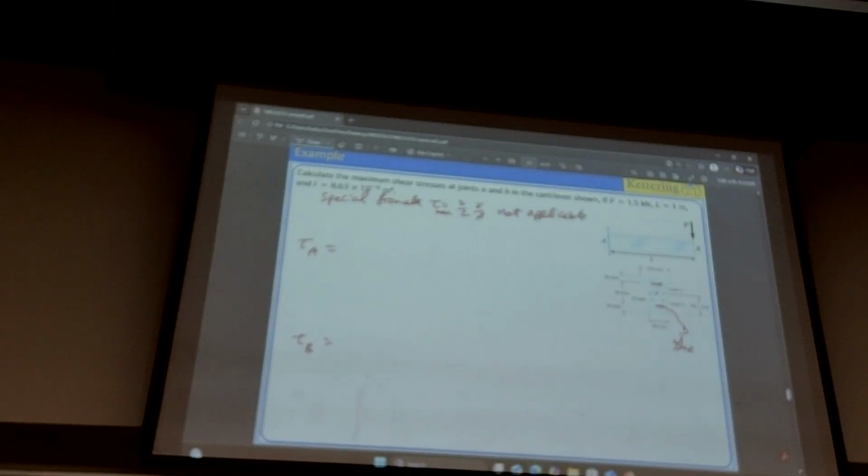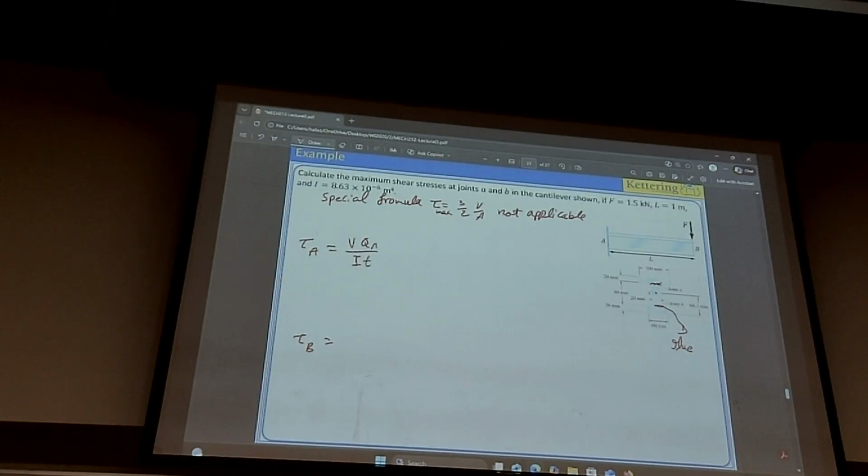Even though the three ingredients are rectangular, the overall cross-section is not rectangular. So we have to resort to VQ over IT. So Q gets A, thickness gets the subscript A. In the same way, B.